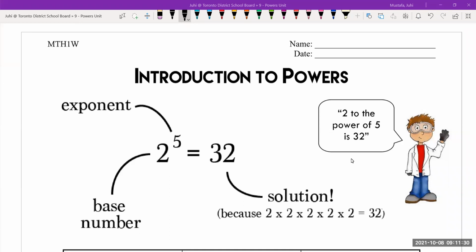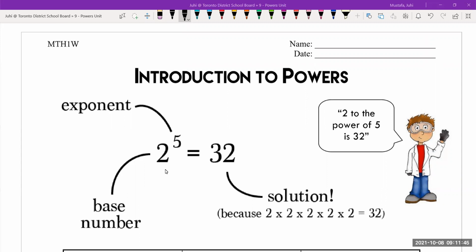So those have official names. The big number is called the base number. The little number is called an exponent. And basically what this means is you're multiplying the big number this many times. So this isn't 2 times 5. This isn't 5 times 2.